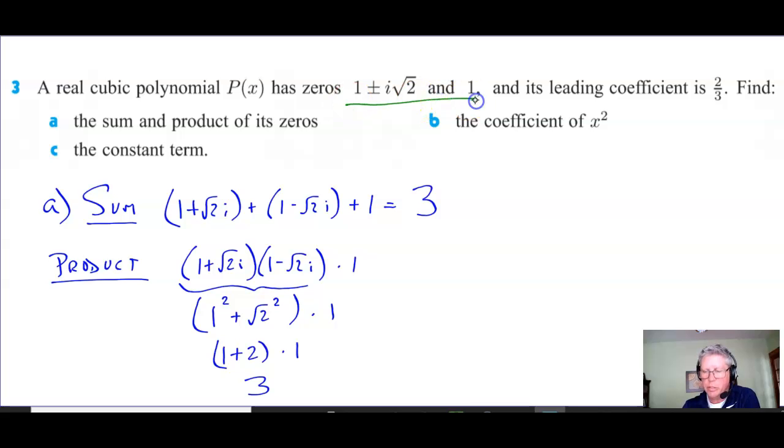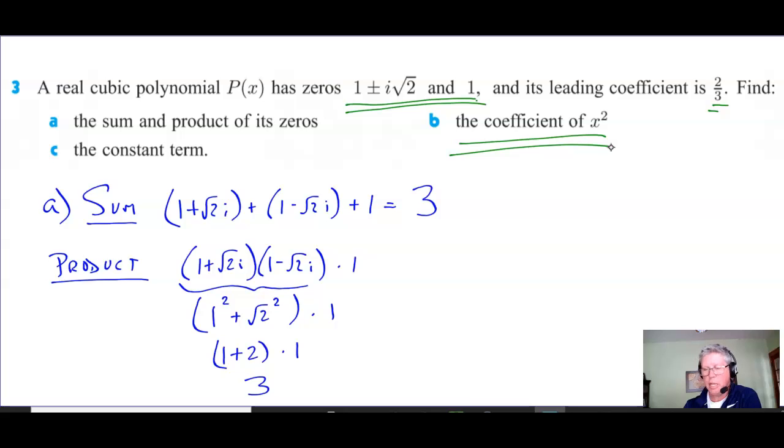So we give you the roots. We tell you the leading coefficient. Find the sum and product of the zeros. There's no formula. They give you the roots, or the zeros. For the sum, just add them all up. The square root of 2's are going to cancel out. And for the product, you're going to have to multiply some things out. In this case, very rare, they came out to be the same.